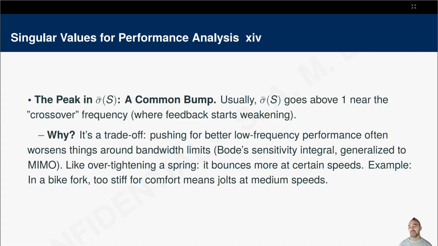Another example, in a bike fork, too stiff for comfort means jolts at medium speeds. Again, there is a trade-off. We have to decide what works best for our system, for what we are looking for. In other words, you pay a price near bandwidth. This is the MIMO analog of Bode's sensitivity integral ideas. If you recall Bode's diagram for SISO, you could see the same thing.